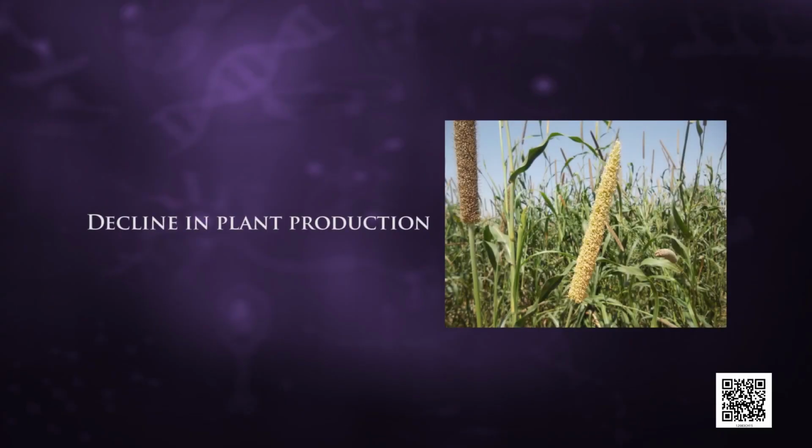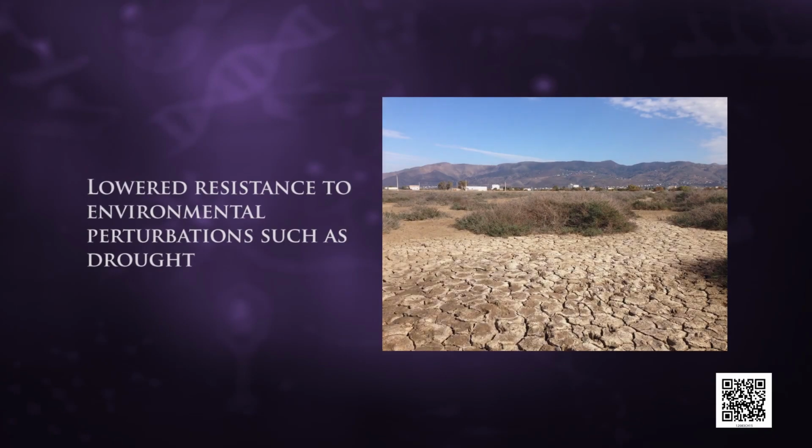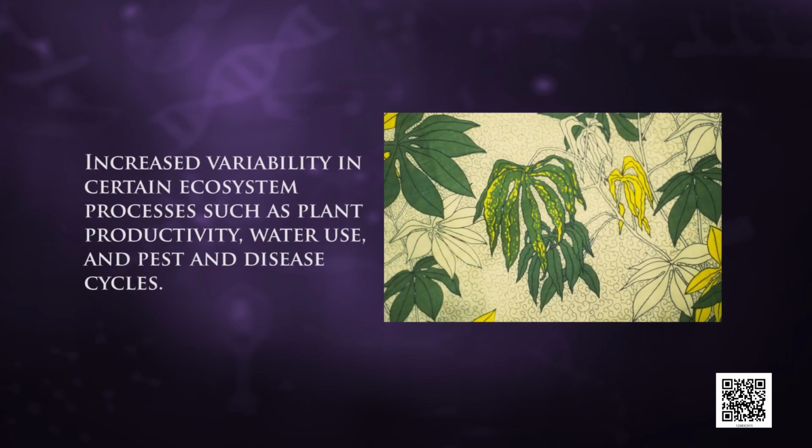In general, loss of biodiversity in a region may lead to a decline in plant production, lowered resistance to environmental perturbations such as drought, and increased variability in certain ecosystem processes such as plant productivity, water use, and pest and disease cycles. So now coming on to the causes of biodiversity losses.